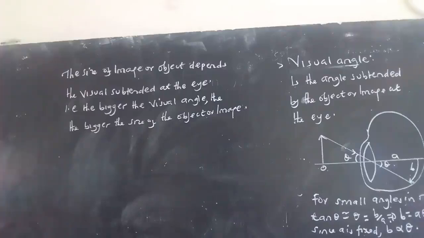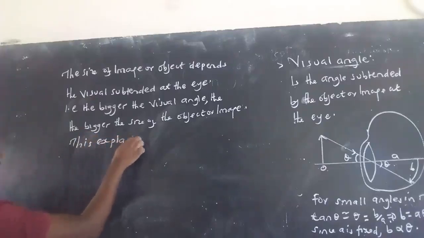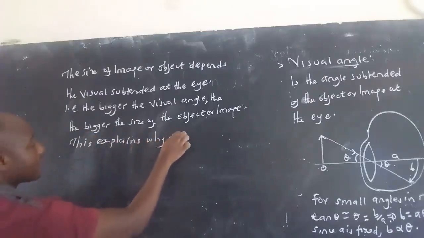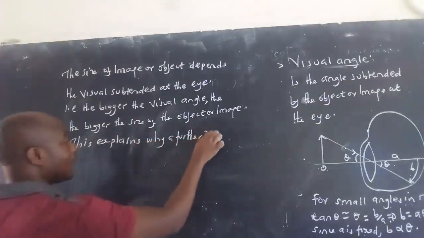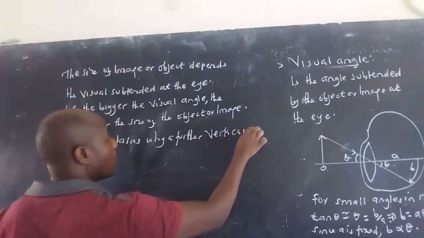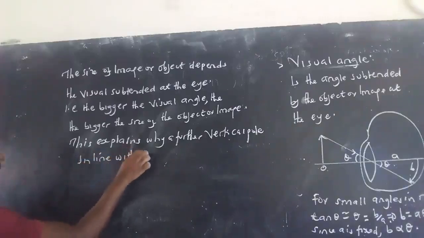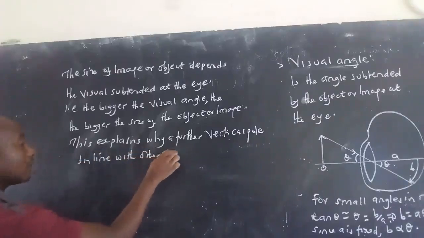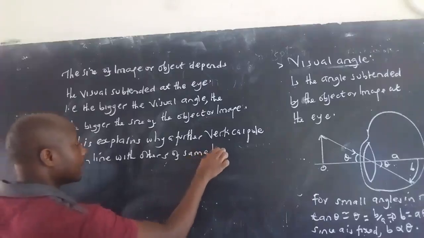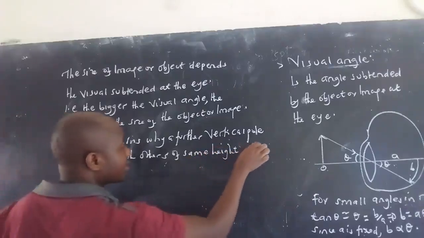Then we shall go ahead and say this explains why a further vertical pole, in line with others of the same height, appears shorter.